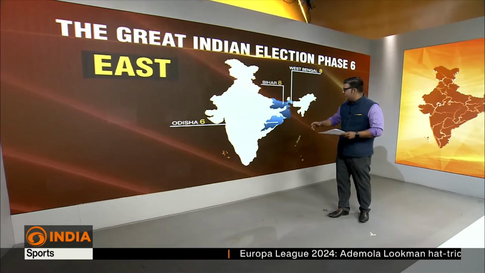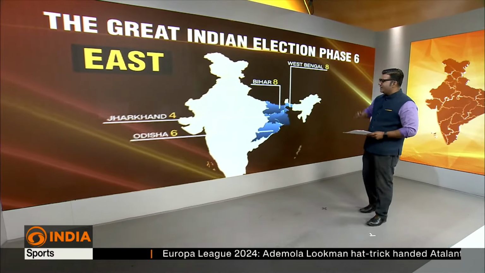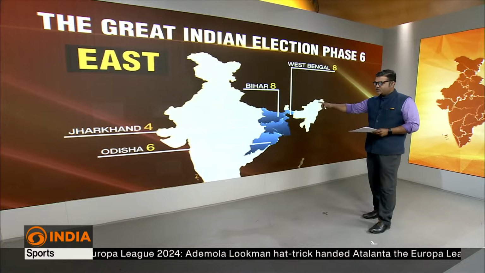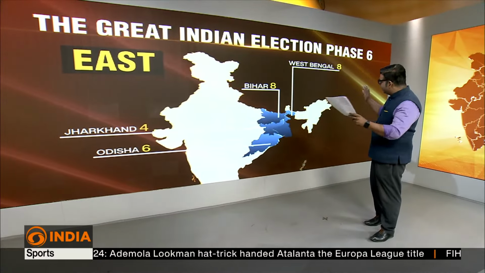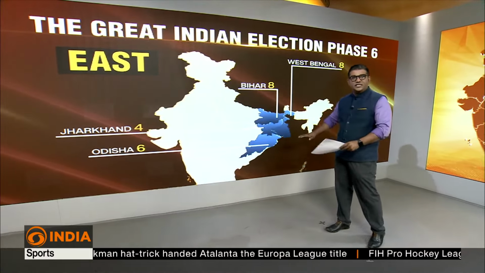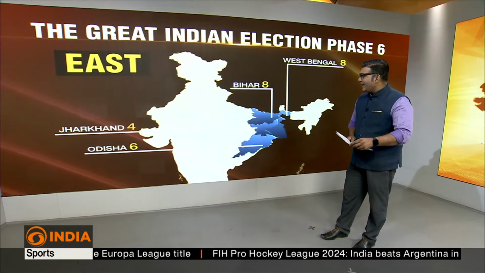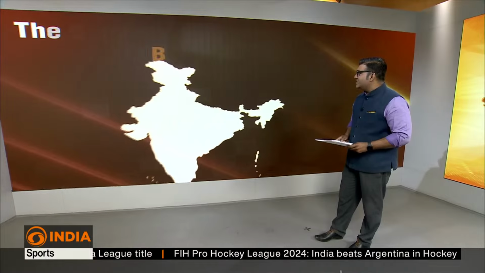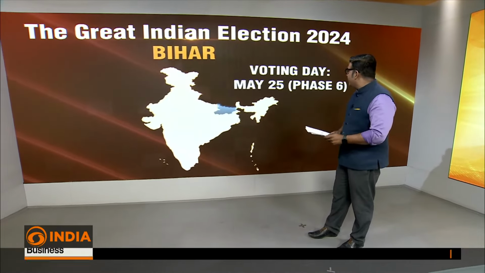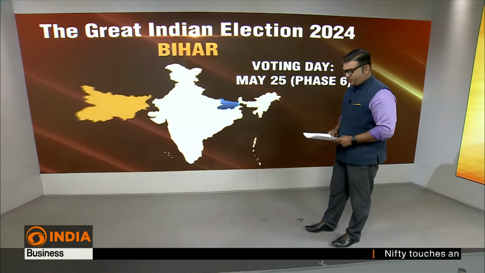In the east, you've got Bihar, West Bengal with 8 seats, Odisha with 6, Jharkhand with 4. So put that together, that's 24 seats in the eastern region that we are focusing on tonight. A quick look at the seats in each of the states. First up is Bihar, voting on the 6th phase.